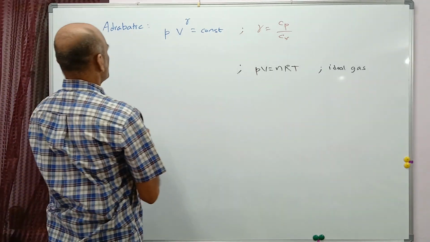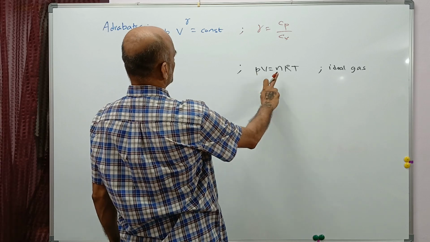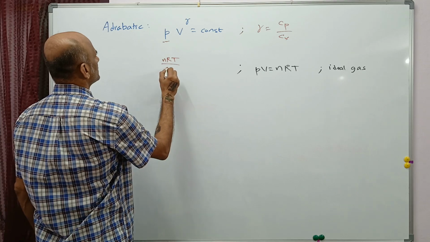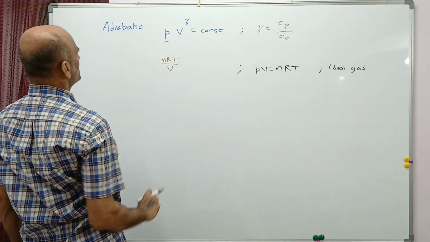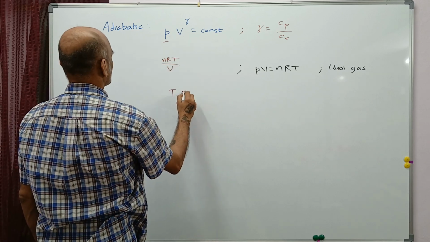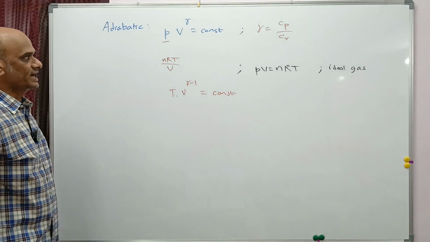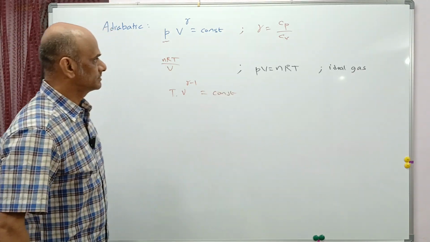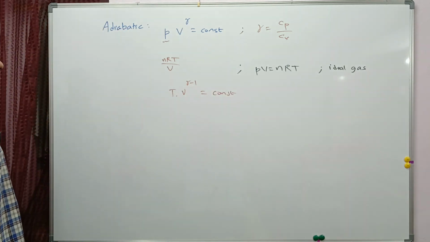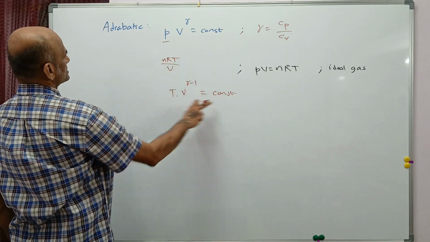So we can eliminate pressure here. In terms of other things, pressure can be written as nRT by V. So using this here, we get T into V raised to the power gamma minus 1 is another constant. Once the amount of gas is fixed, the number of moles is fixed, so n is a constant for a given amount of gas, and R is a universal constant, the gas constant. So n is constant, R is constant. So this constant divided by this one is the second constant.